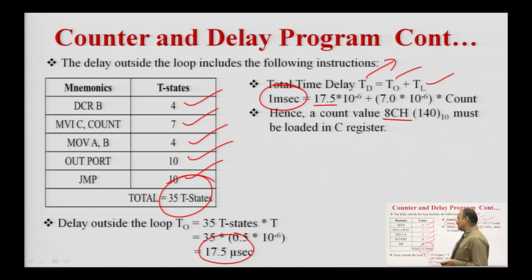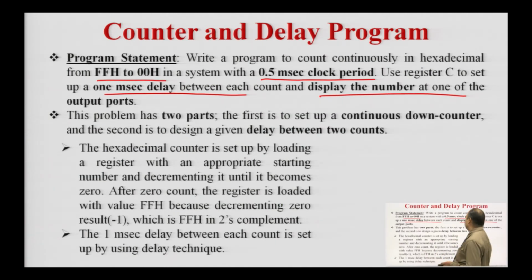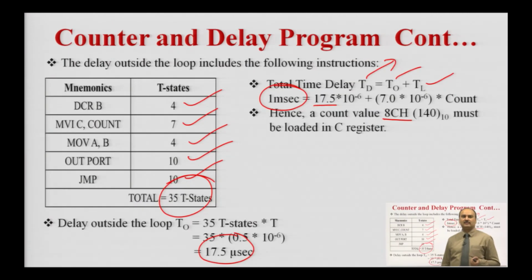The value 8CH is loaded into the register C to generate a delay of about 1 millisecond in the program. Here the clock input frequency is given, and according to this clock input frequency, the clock period is given, that is 0.5 microsecond, and with the help of that we can calculate the 1 millisecond delay by obtaining the value of count. So, here the count value comes out to be 8CH.